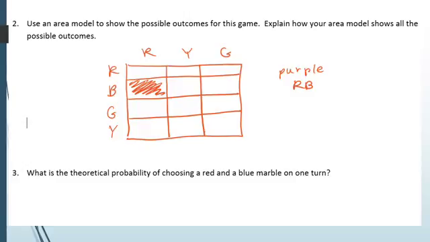So what's the theoretical probability of choosing a red and a blue marble on one turn? The probability of getting a red and a blue, or a blue and a red, is going to be equivalent to 1 out of, up here you'll notice that we have 3 outcomes by 4 outcomes, so that's 3 times 4, or 12 outcomes. So I have a 1 in 12 chance of choosing a red and a blue on one turn.